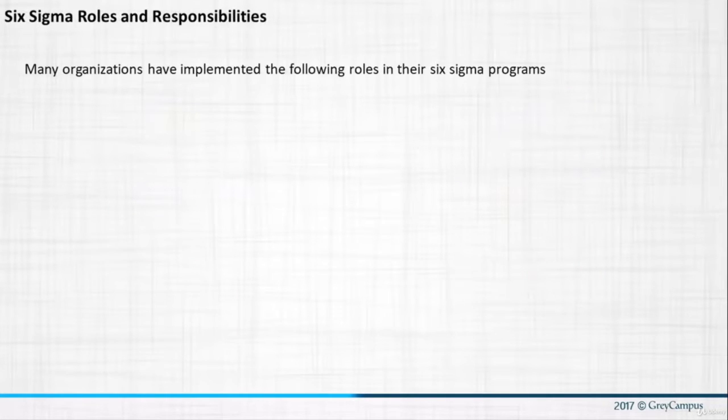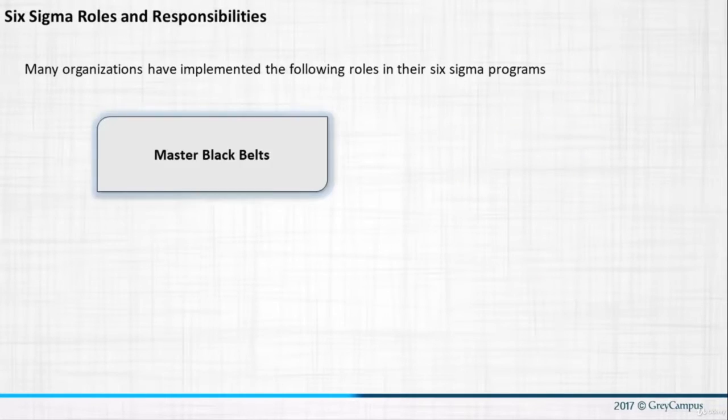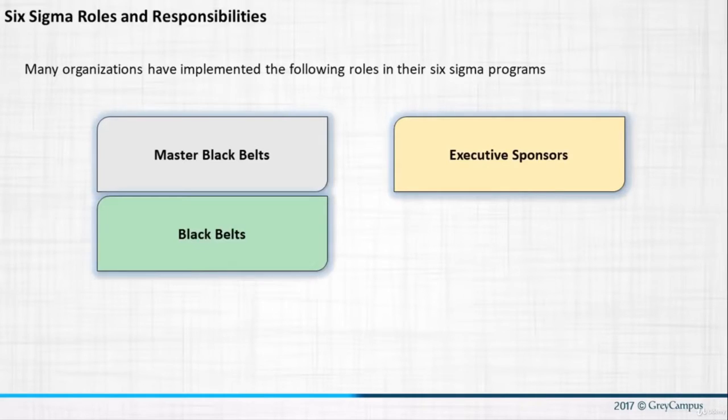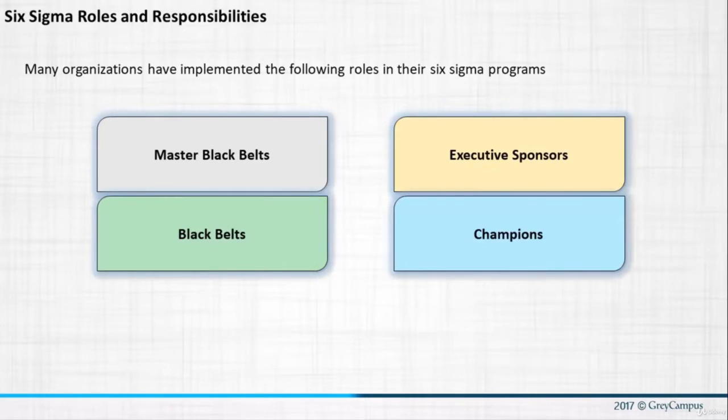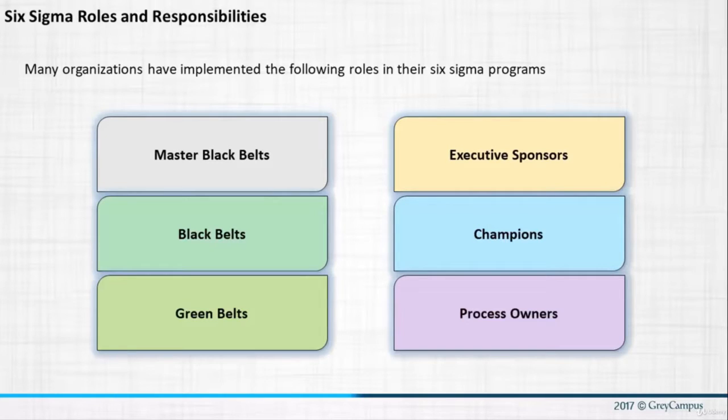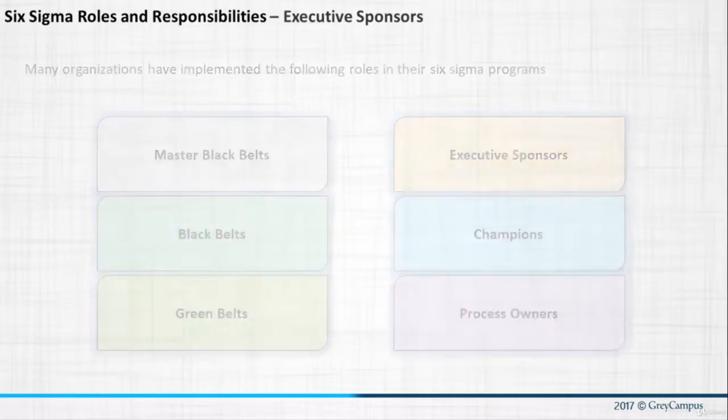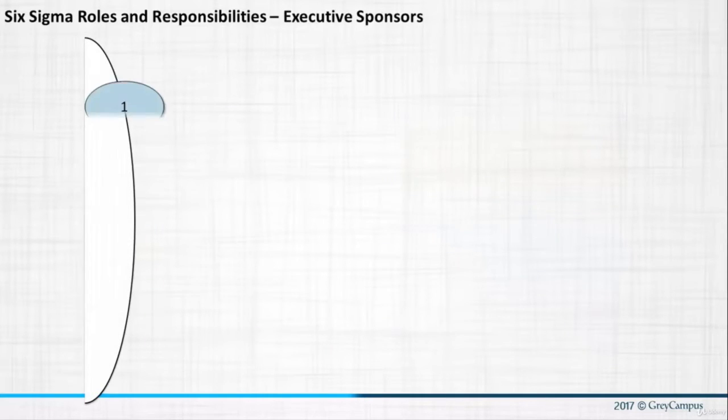Some of the roles and responsibilities within a Six Sigma program include Master Black Belts, Green Belts, executive sponsors, champions, and process owners. I'd like to walk through each one of those and identify the roles and responsibilities of each of them. Starting with executive sponsors.